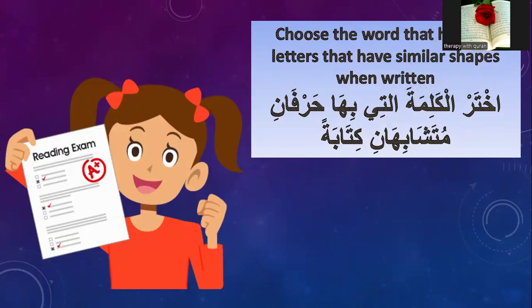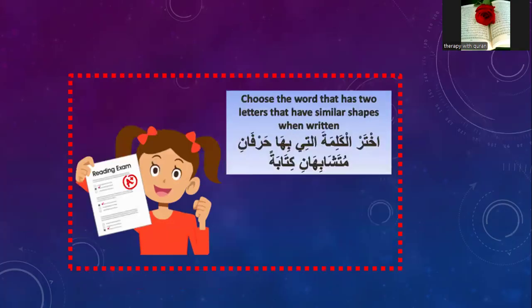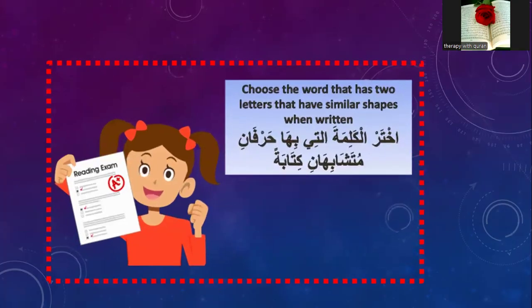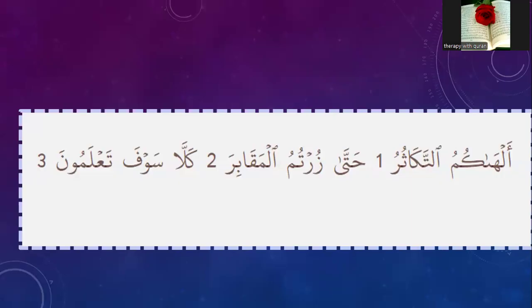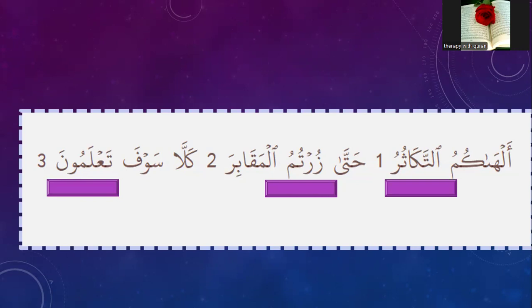Let's go to the last test, the last question. It's a reading exam. Choose the word that has two letters that have similar shapes in writing. Please look at the ayat. Which words have similar letters in writing? Can you find? Yes, sa and sa are similar in writing. Another word? Yes, zay and ra are similar in writing. Ta'lamuna: ta and nun are similar in writing. Yes, very good.